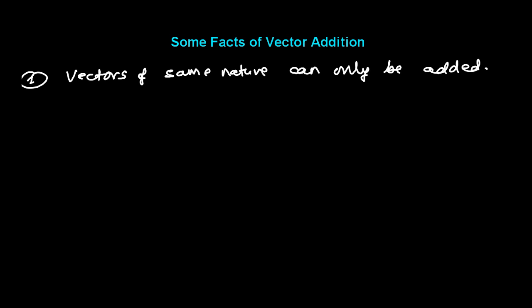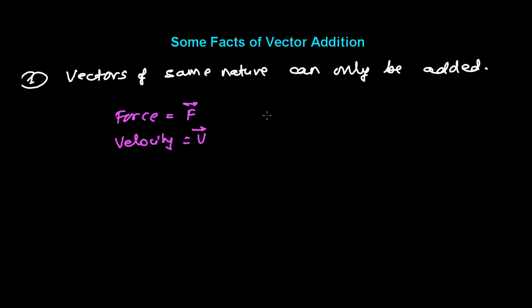So what does this mean, that vectors of the same nature can only be added? A vector is a quantity having magnitude as well as direction, and it should follow the commutative law and associative law. Such objects are called vectors. There are so many types of vectors. Let's say, for example, force is a vector that we generally represent by F with an arrow over it. Similarly, velocity is a vector, that we generally represent like this.